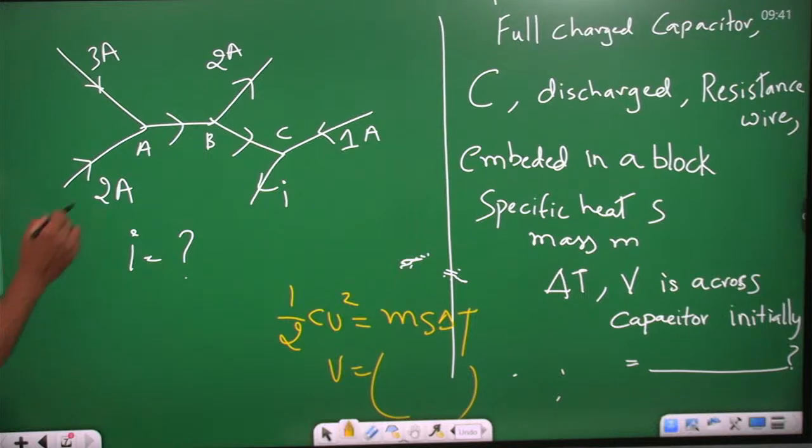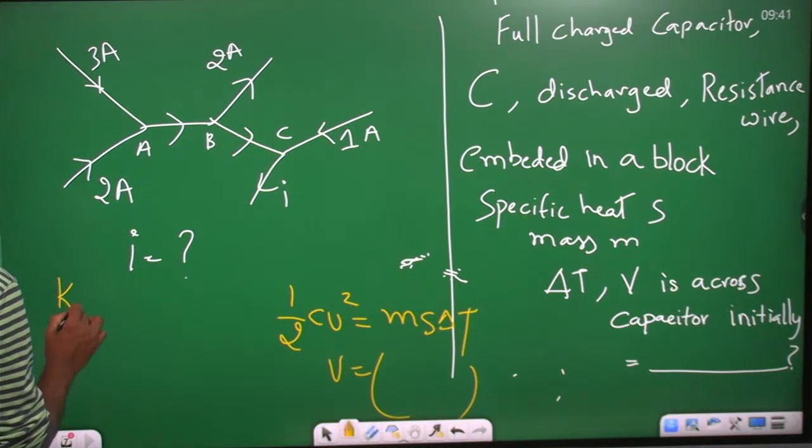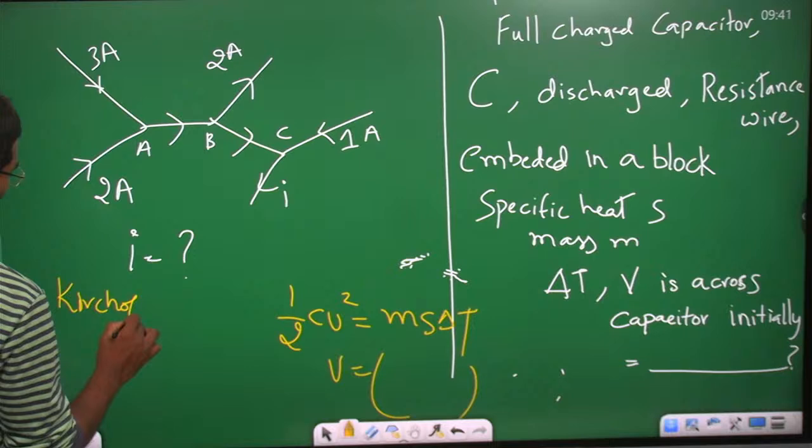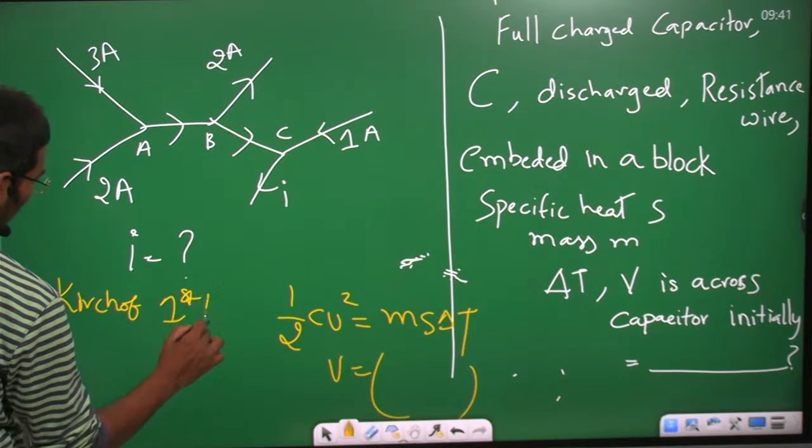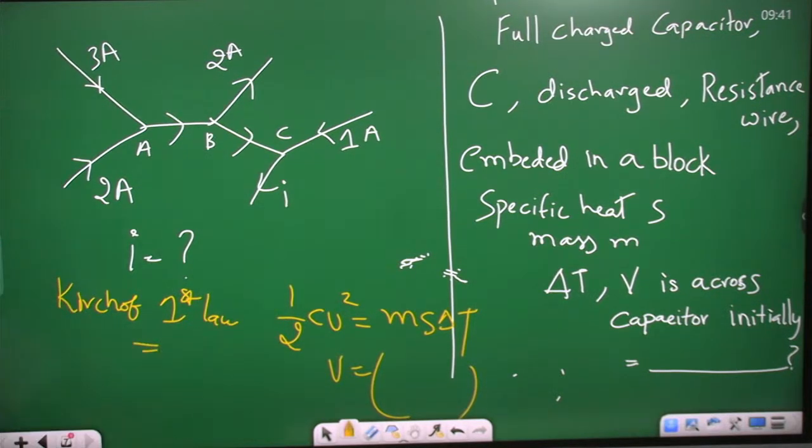So this is Kirchhoff First Law. The sum of currents at a junction is equal to 0. So people working online, okay, you are doing good.